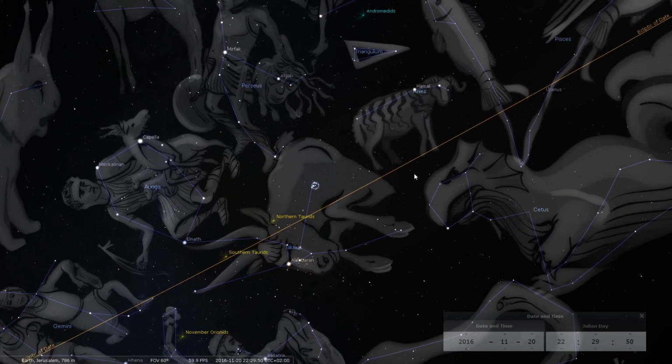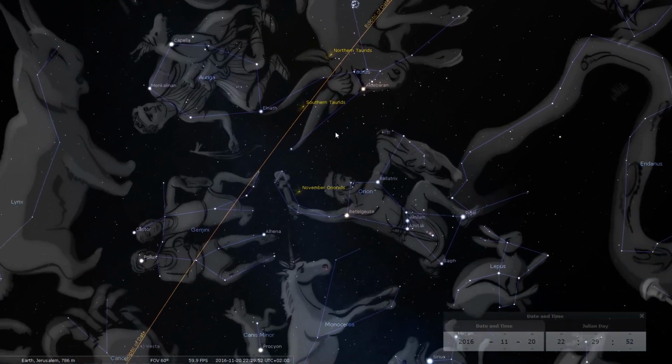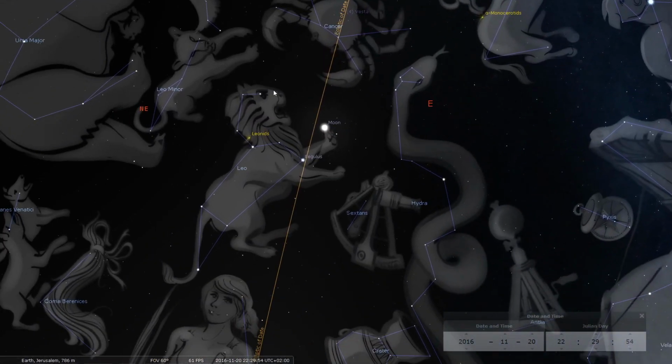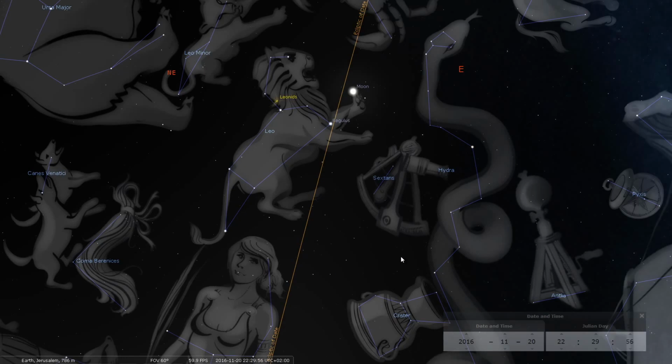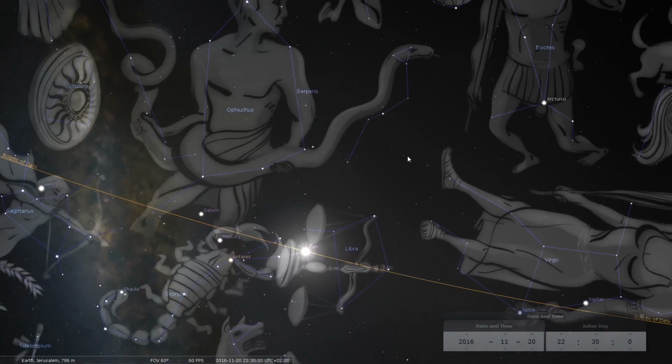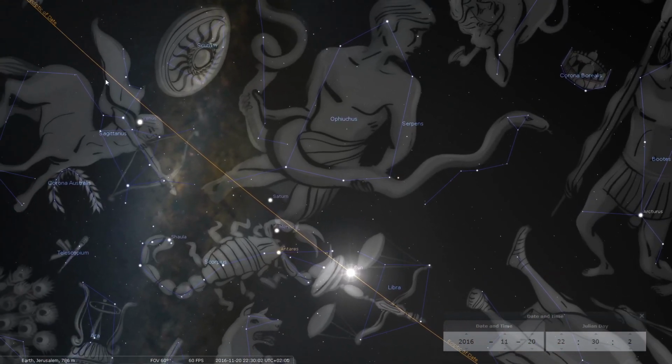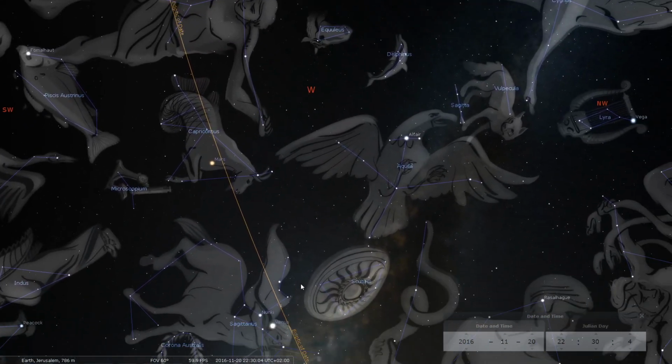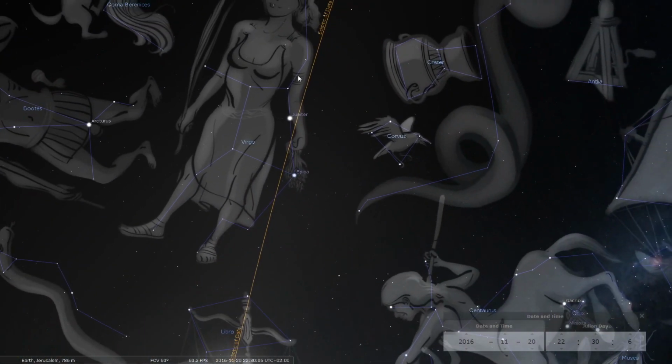And some of the other constellations seem to be mentioned as well, but it's not quite as clear. Leo is clearly mentioned, Virgo is clearly mentioned. And some of these other constellations represent things that are mentioned in the Bible. So I'll talk about that real quick.